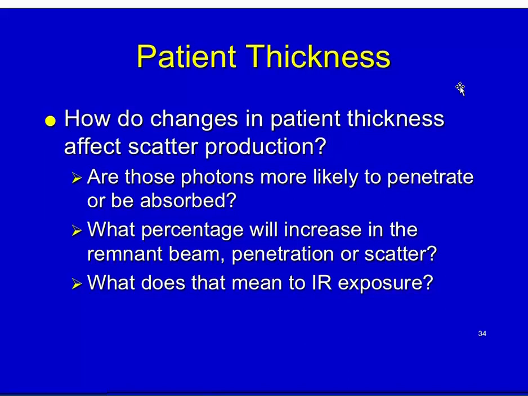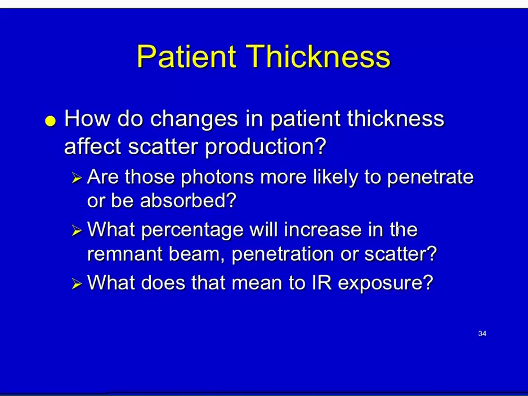So how do changes in patient thickness affect scatter production? Generally, as patient thickness goes up, we're talking about soft tissues, so we get an increase in scatter production in soft tissues. Are those photons more likely to penetrate or be absorbed inside of the patient? The answer to that is really more will be absorbed inside of the patient, but what penetrates is more likely to be scattered in a hypersthenic patient than in a patient who is asthenic. So what percentage will increase in the remnant beam, penetration or scatter? As we go from an asthenic patient to a hypersthenic patient, we're more likely to scatter. It's just law of averages.